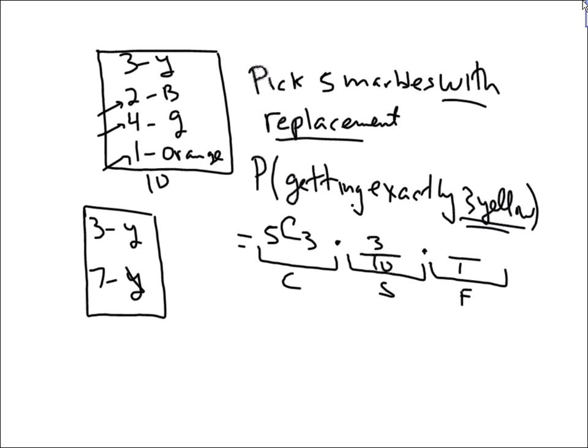Failure. 7 of the 10 are not yellow. And then you have to put the powers. Success. We want 3 successes. 5 minus 3 is 2. We want 2 failures. These 2 numbers should always add up to 5. Always add up to that number.